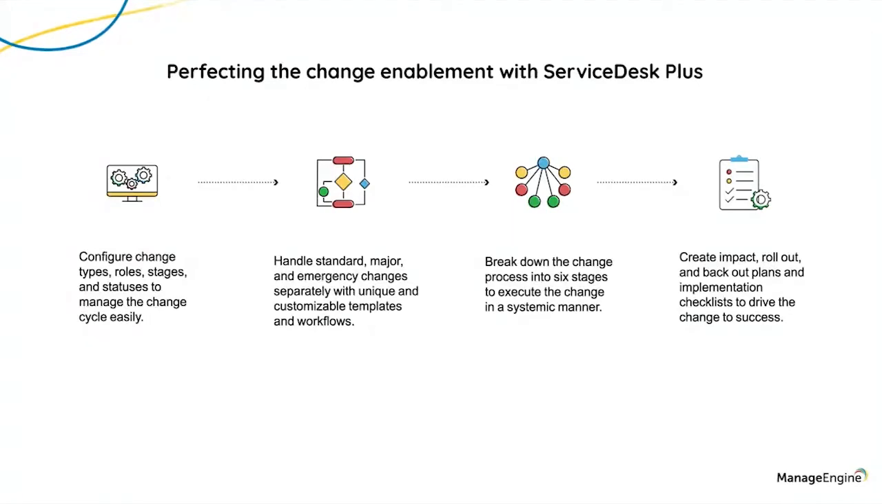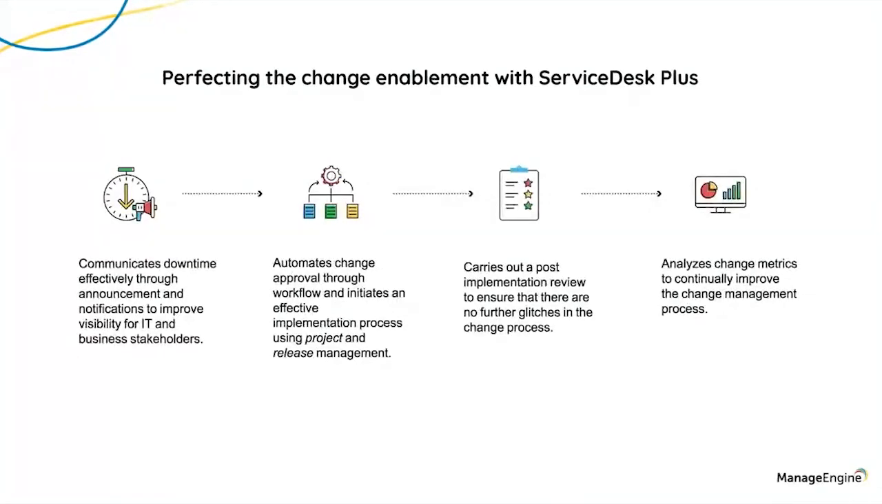And once you've set up all this, you then go ahead and start communicating to your end users about the outages. You make sure that your stakeholders are informed of the latest changes, and not only through workflow, but you can also automate the change deployment using project and release management. And finally, you carry out a post-implementation review and ensure the change is sustained well.